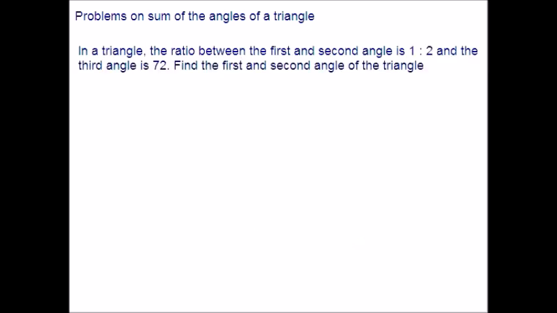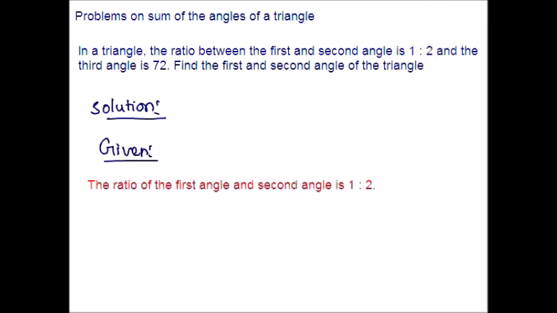Here is your example 1. In a triangle, the ratio between the first and second angle is 1:2 and the third angle is 72. Find the first and second angle of the triangle. First, let us take down all the given information. Ratio is 1:2. We do not know the first angle and second angle, so let me assume that the first angle be x. Second angle is 2x, because the ratio is 1:2 for the first and second angle.